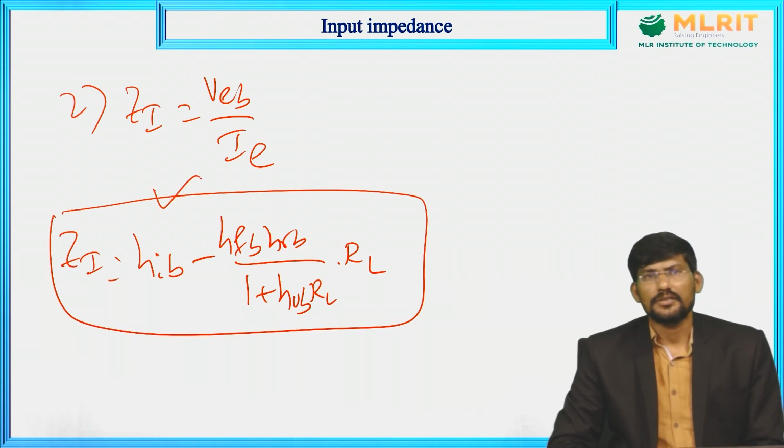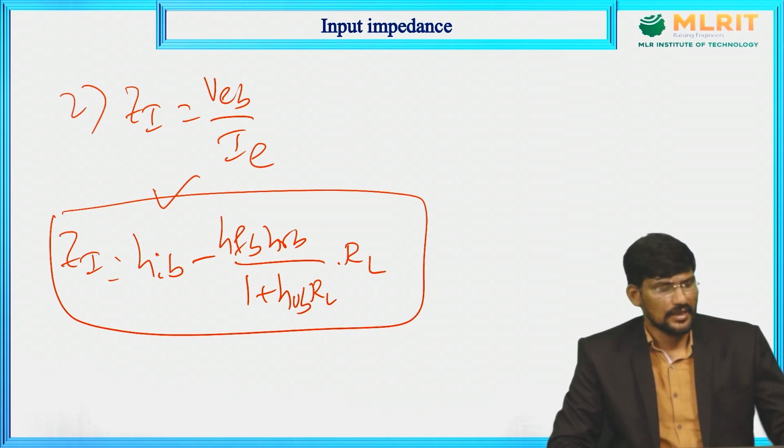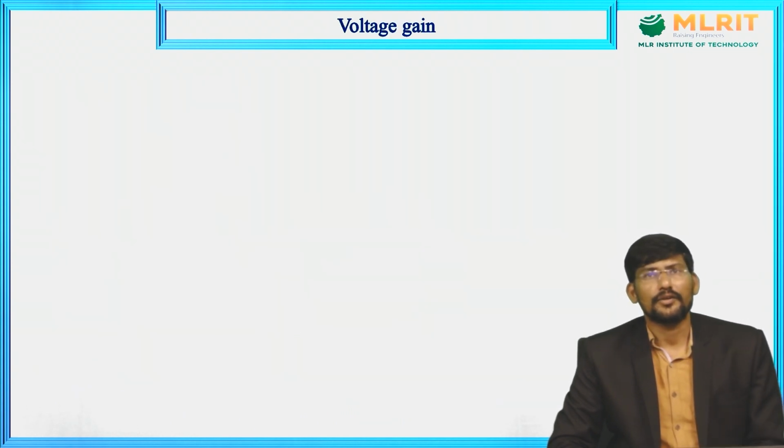HIB value is very small, which is around 21.6 ohms. So the input impedance of the common base amplifier is very less compared with common emitter or common collector amplifiers. So this is related to the input impedance.